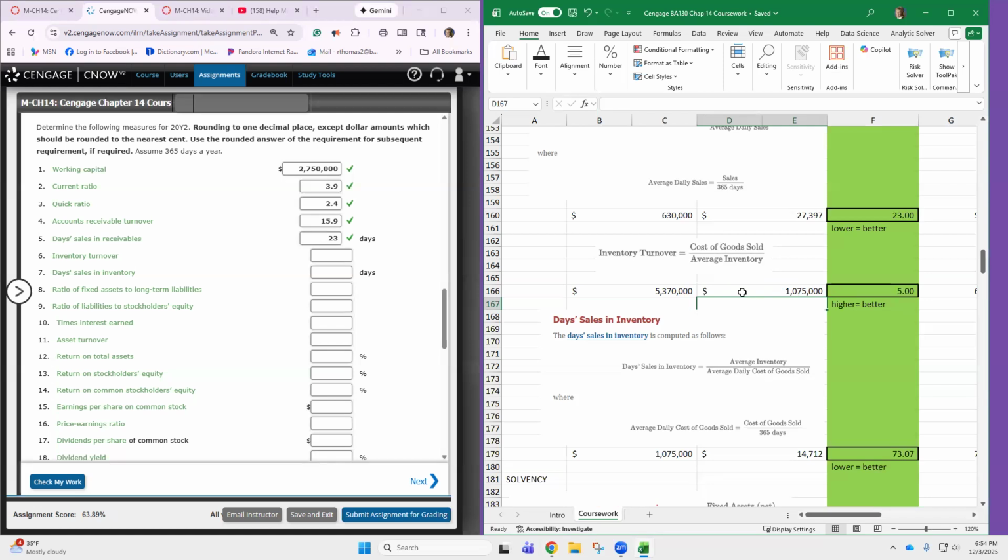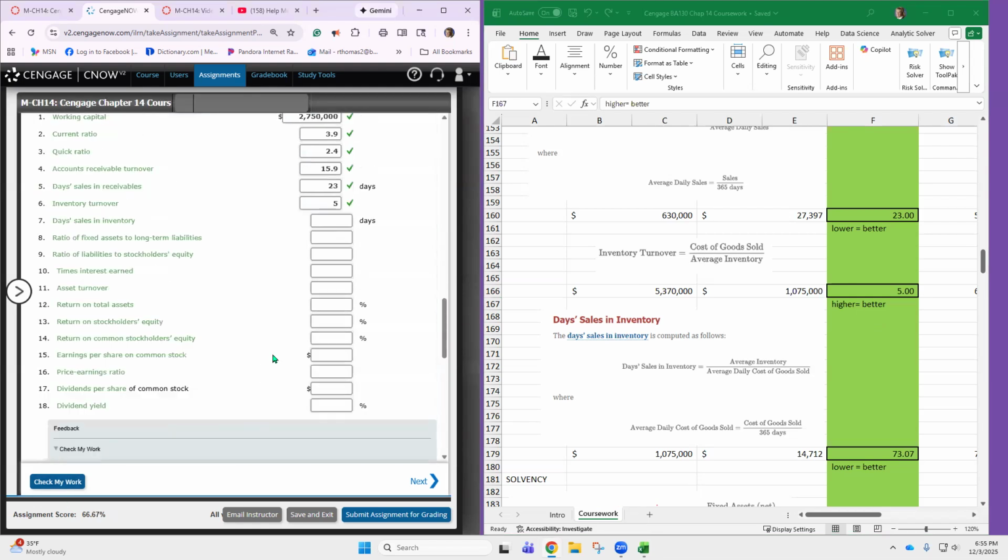1,075,000. Okay, when I do the numerator here and the denominator here, I get that we turn over our inventory 5 times a year. Based on that information, and I may need to put 5.0, I'm going to put 5.0. I know I still got it right, but I'm trying to follow the instructions better.